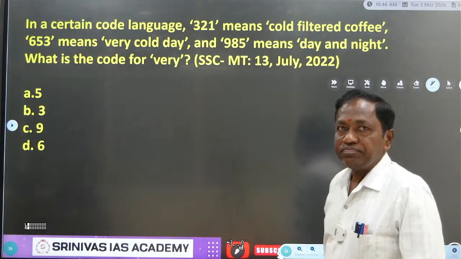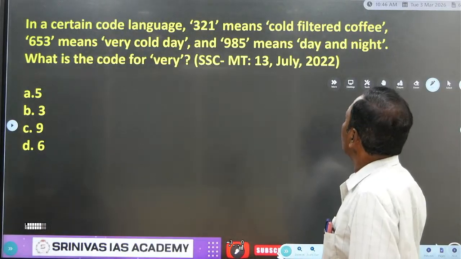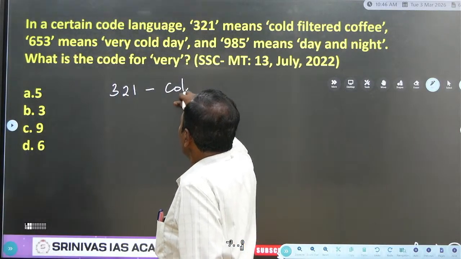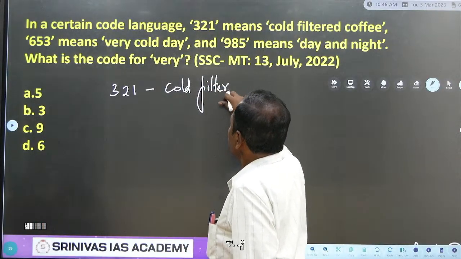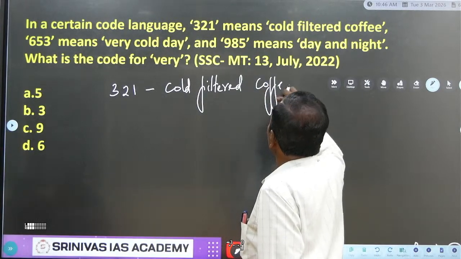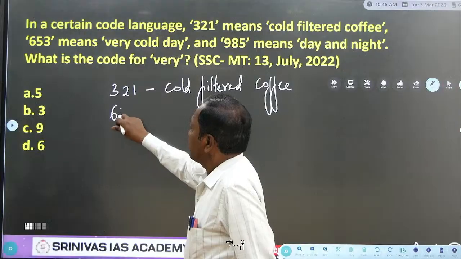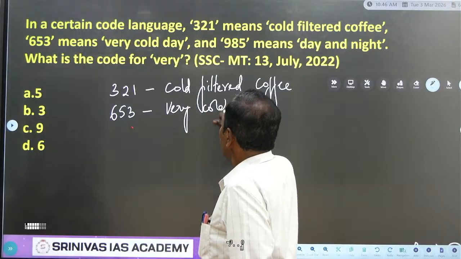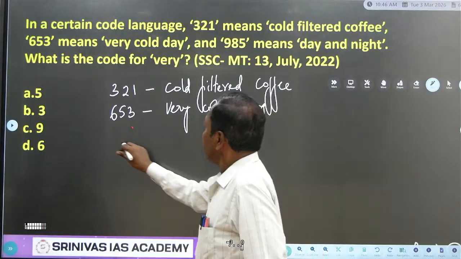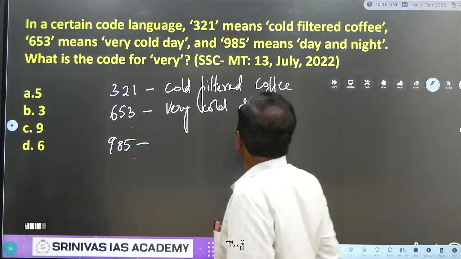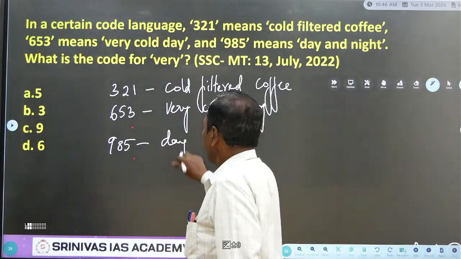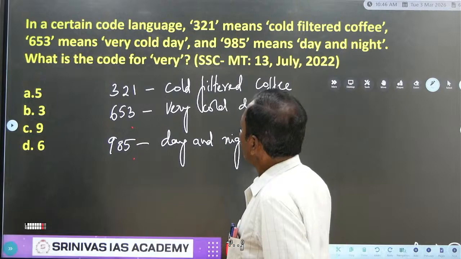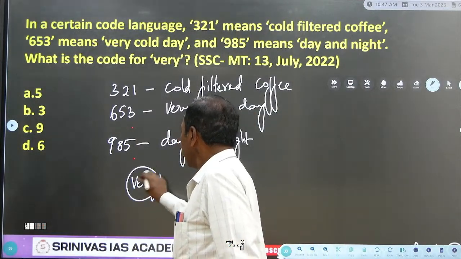In a certain code language, 3 2 1 means cold filtered coffee. 6 5 3 means very cold day. 9 8 5 means day and night. What is the code for very?